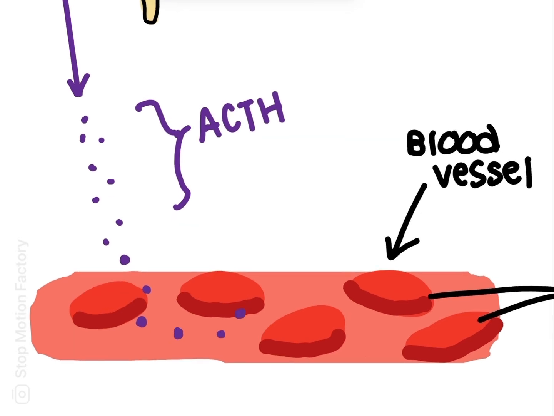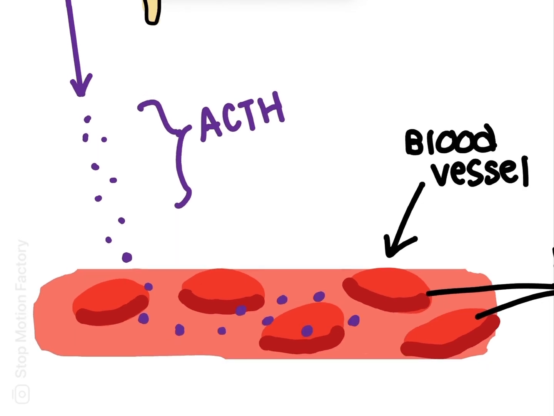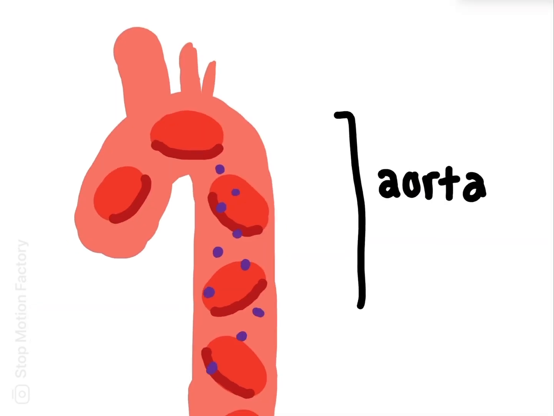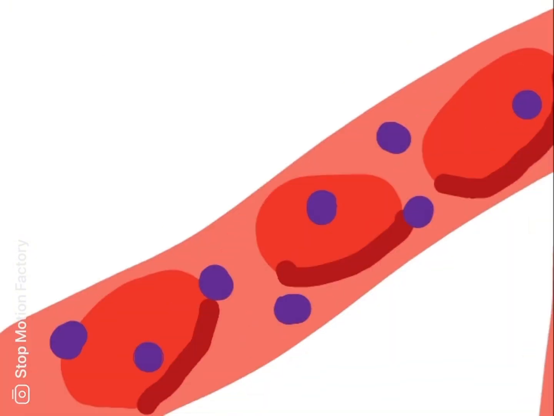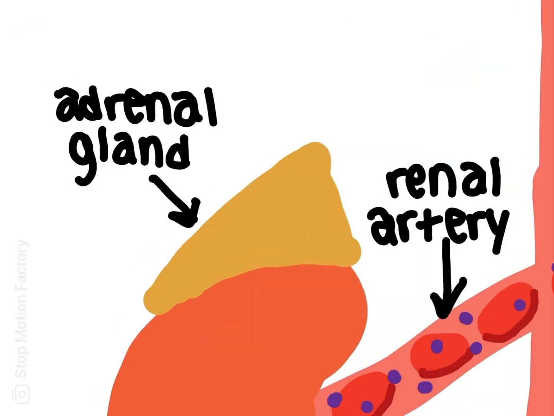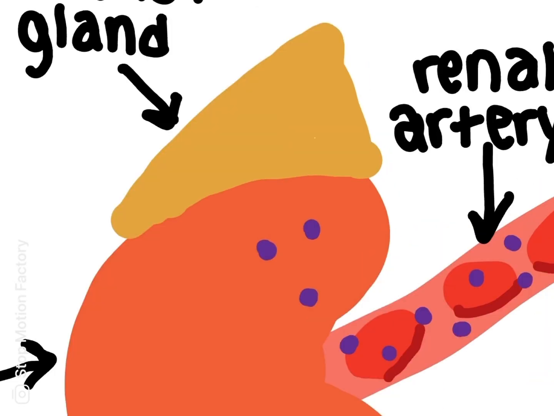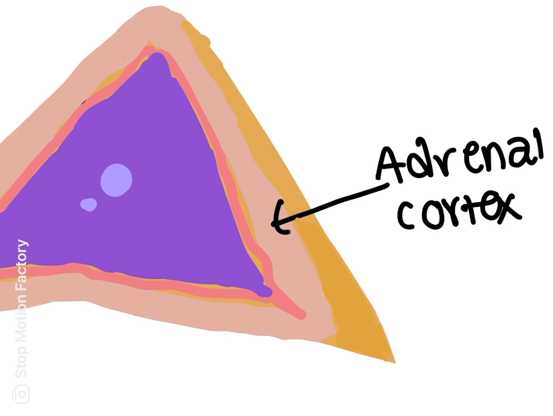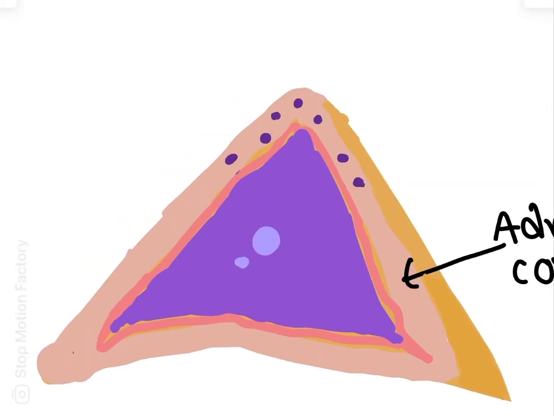ACTH's journey continues now as it goes through the bloodstream through the aorta, then through the renal artery, and finally to the adrenal glands, which sit on top of the kidneys. Once it arrives, ACTH binds to a G protein-coupled receptor, GPCR, called the melanocortin-2 receptor, MC2R, located on the surface of the adrenal cortex cells in the adrenal glands. The adrenal cortex is the outer layer of the adrenal gland.